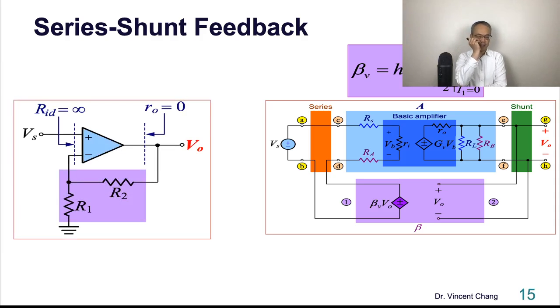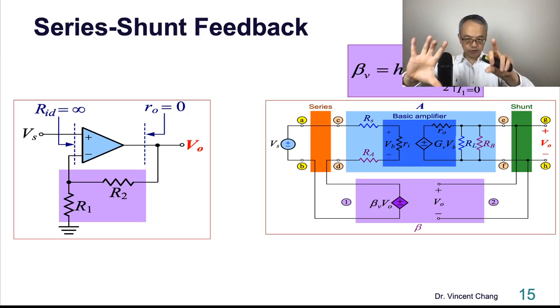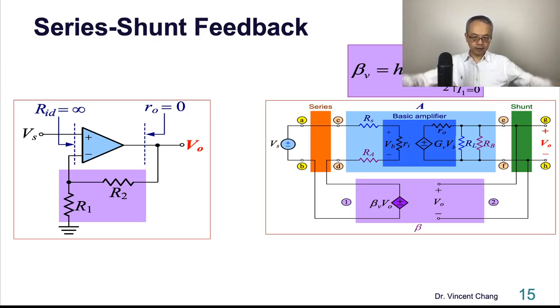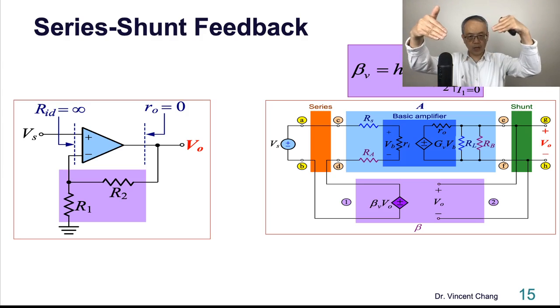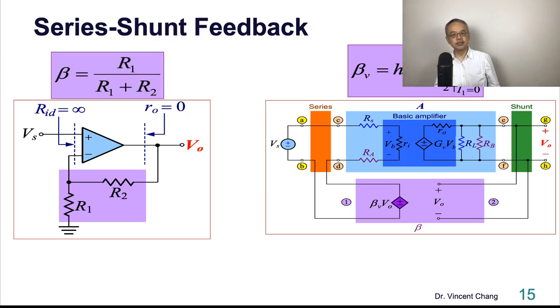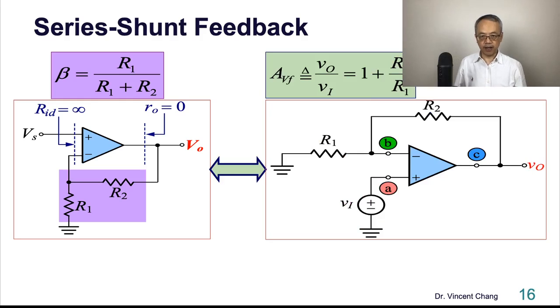Let's look at this again. V1 on the left-hand side divided by V2, and you break I1. When I1 is 0, this represents the open circuit. You open the input loop. Then R1 and R2 form a divider, so R1 divided by R1 plus R2. So here's the beta for this non-inverting amplifier.